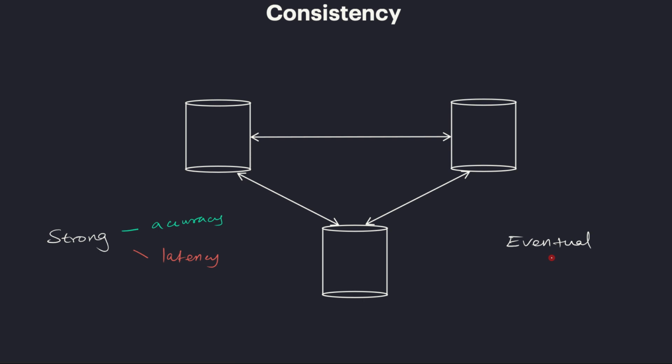So the advantage of eventual consistency is that it is going to be fast. We are going to have fast writes because we are just going to write to one of the copies and we are not going to wait for that to propagate to other copies. But the disadvantage is the data can be inaccurate. So that is the drawback of eventual consistency.